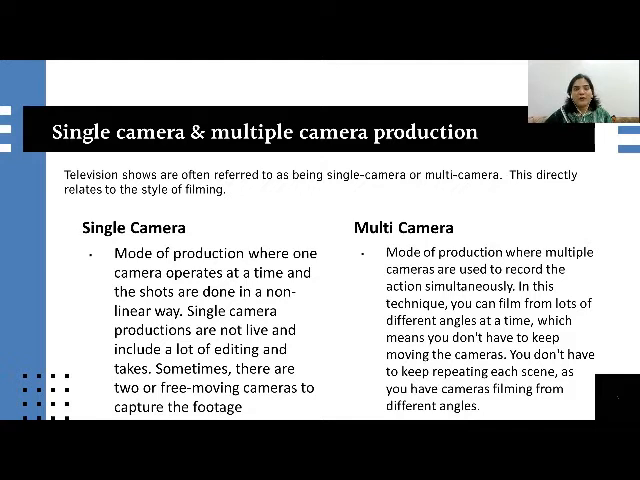Now the multi-camera productions are essentially the productions which use multiple cameras. एक वक्त में दो, तीन या उससे ज्यादा कैमरा फुटेज कैप्चर कर रहे होते हैं and they are recording all the action simultaneously. This is a technique from where you can film from lots of different angles at the same time, and you really don't have to move the cameras. It's not that you cannot move them at all.